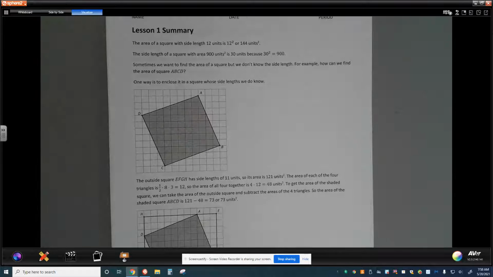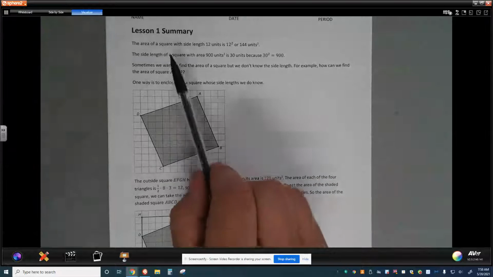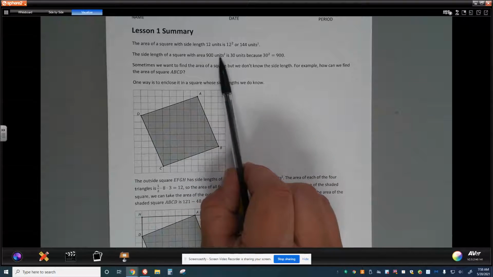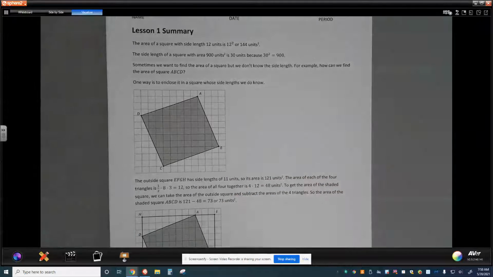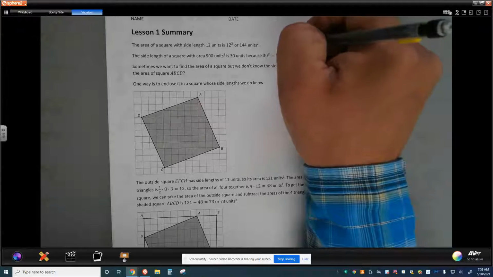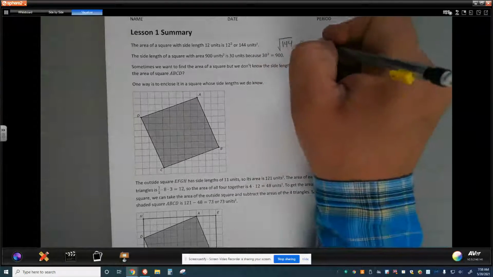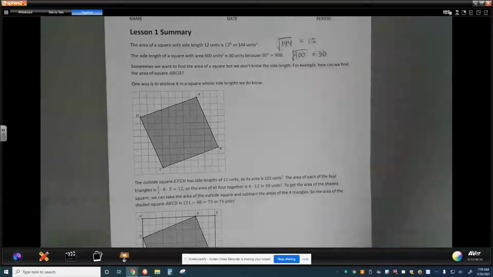Take a look at the lesson summary. The area of the square with side length 12 is 12 squared, or 144 square units. The side length of a square with 900 square units is 30 units because 30 squared is equal to 900. Remember that we can always work backwards if we're given the end result as 144 square units. We can take the square root of that to find the side length would be 12 units, and likewise 900, the square root of that would be equal to 30 units per side length.